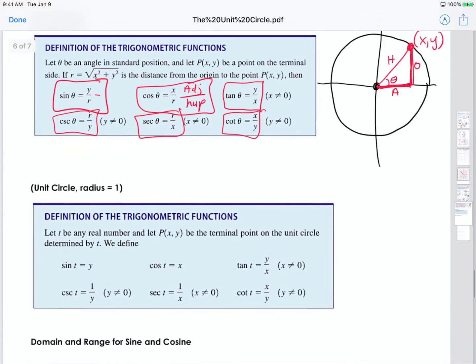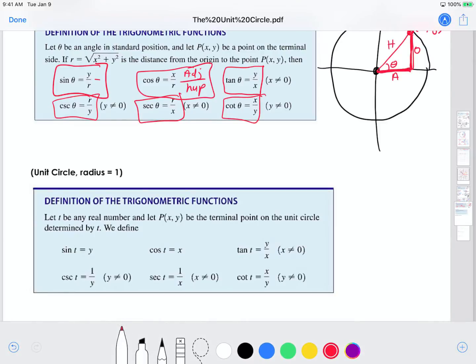Now, if we have the unit circle where the radius is 1, when I look at sine is y over r, that r is 1 now. So I just have sine is y. y over 1 is just y. Anywhere in these definitions above where you see r, you can replace it with 1. So that's why the cosine of your angle is x.